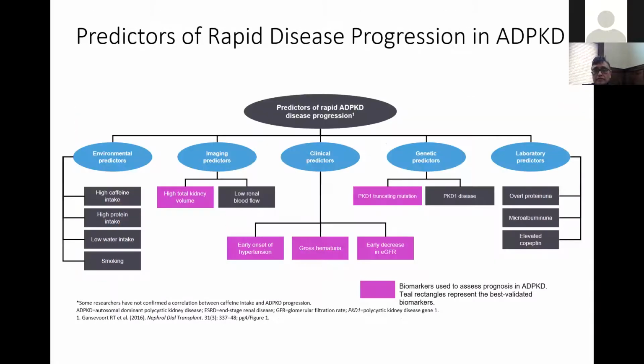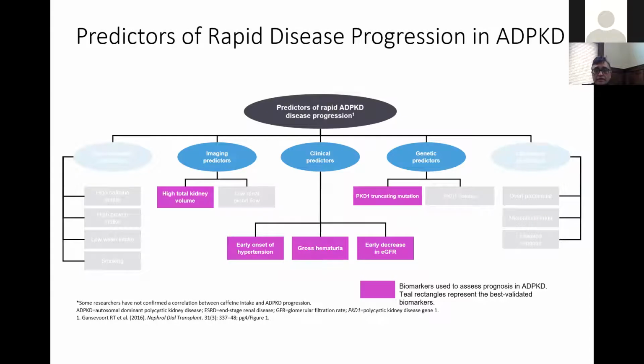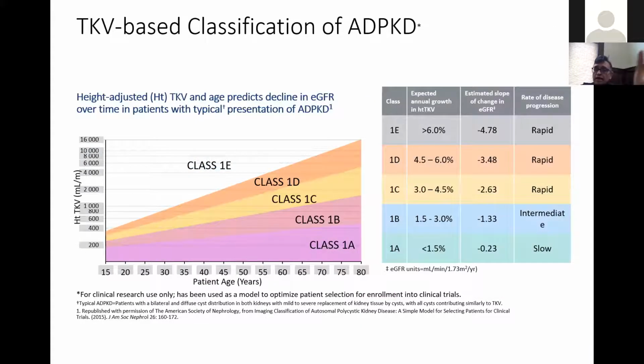Then you have to look for the predictors of rapid ADPKD, and Jalalia is going to talk more. You cannot give tolvaptan to anybody who walks in with one cyst or two cysts. They need to have progressive ADPKD. That's what the FDA approved, and that's what we have given our data to. You have to look for imaging predictors, clinical predictors, and genetic predictors. And this is how the slide works.